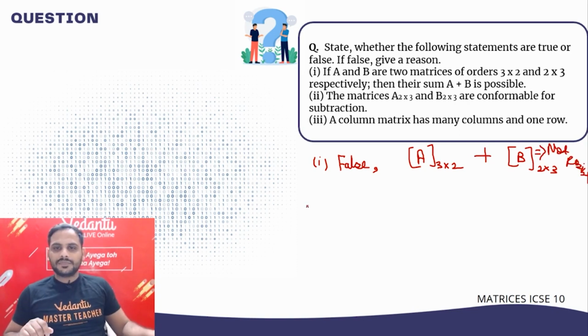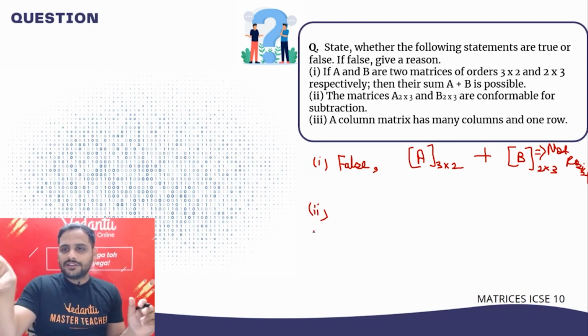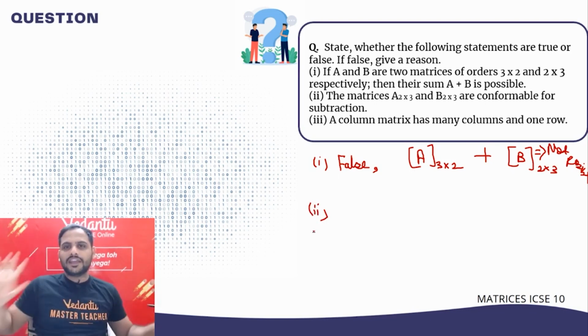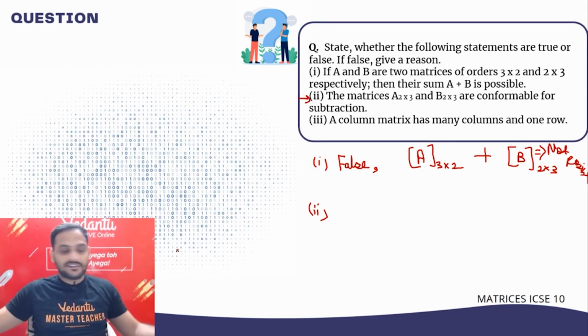Okay, simple. Second: the matrices A 2 by 3 and B 2 by 3 are compatible for subtraction. What do you say, guys, now? What do you say for B? In the second one, can I subtract A and B? Let me know in the chat box, guys, let me know in the comment section.